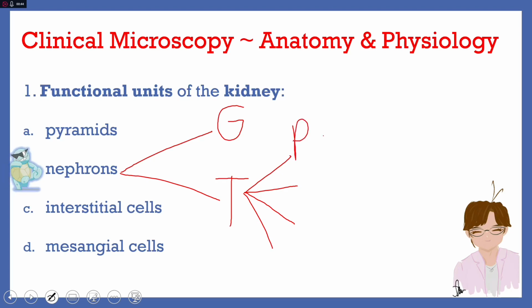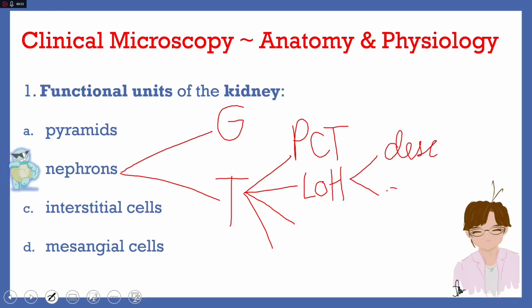We call them the proximal convoluted tubule. Then we have the loops of Henle, having a descending portion and an ascending portion. And then we have the distal convoluted tubule. Finally, we have the collecting ducts. So one more time, nephrons are the functional units of our kidneys, and they are composed of the glomerulus and the tubules: PCT, loops of Henle with the descending and ascending portion, DCT, and collecting ducts.